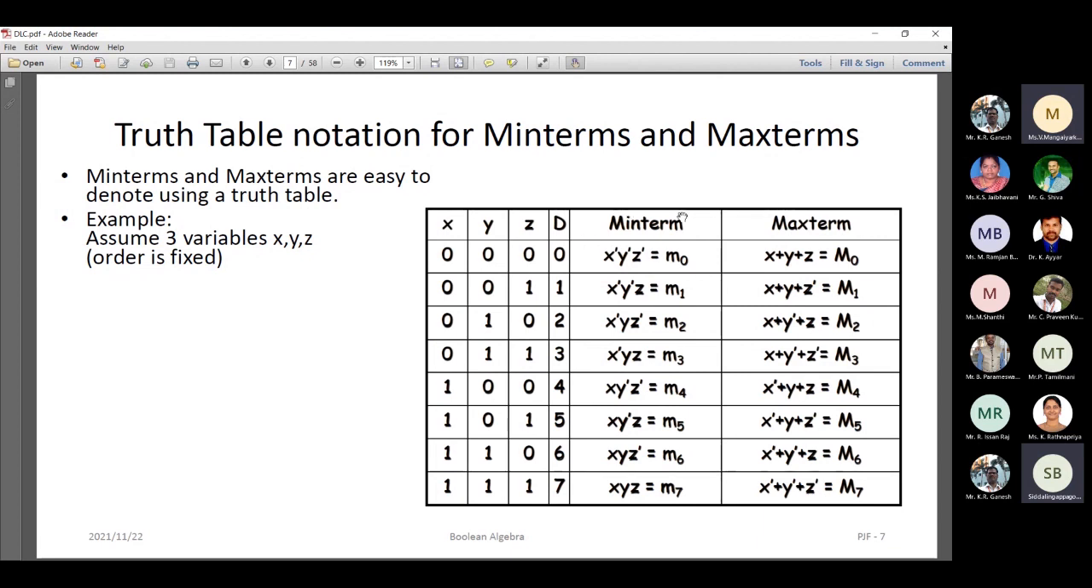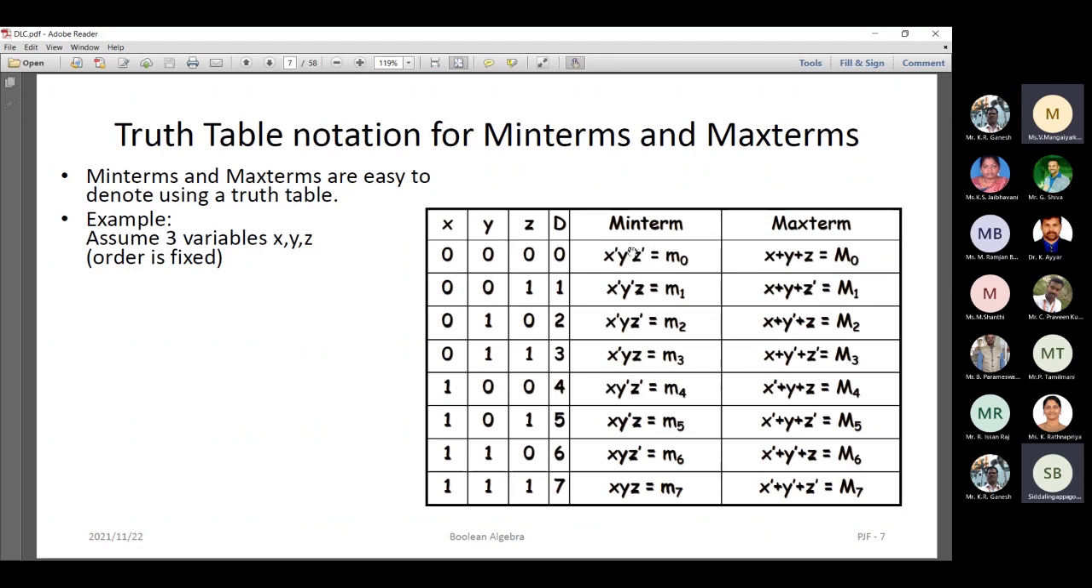One thing we should always remember whenever we want to represent these terms, there may be a confusion about how to represent min terms and max terms. Many times students make mistakes in the representation. Here, a min term is a product term, and a max term is a sum term. In a product term, we write it as x bar, y bar, z bar. But in a max term, we write it as x plus y plus z.